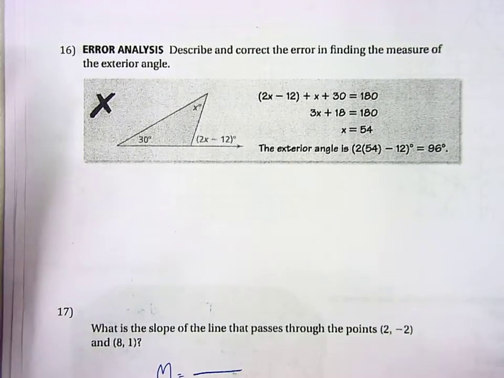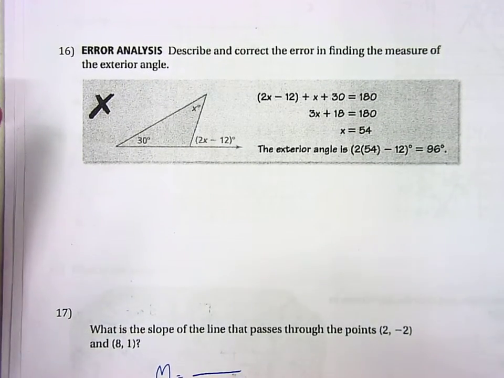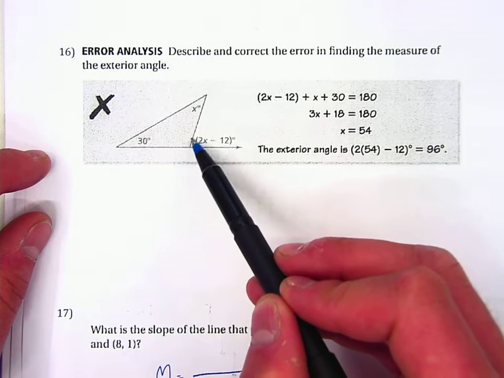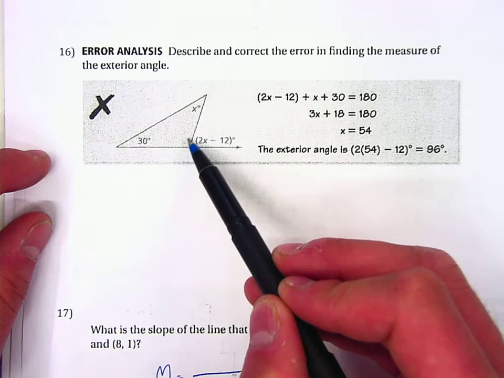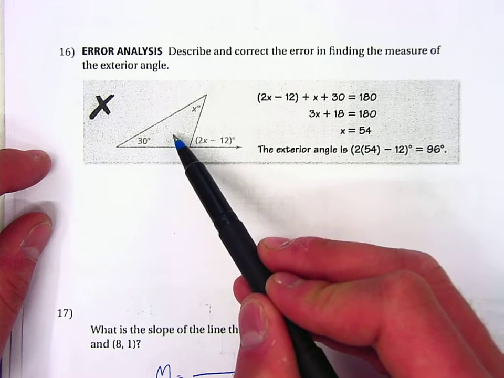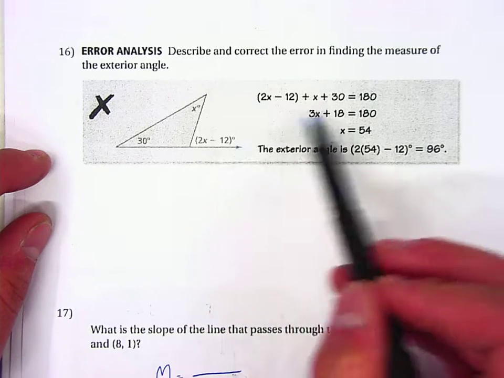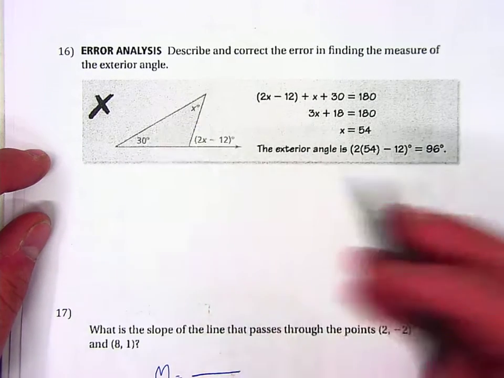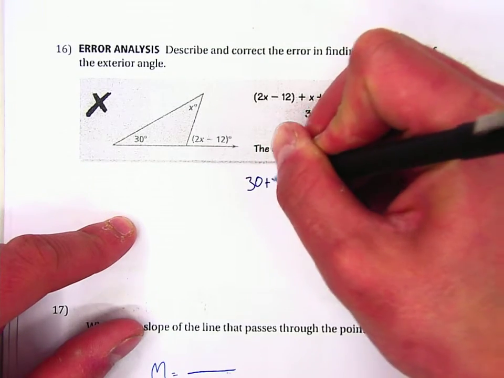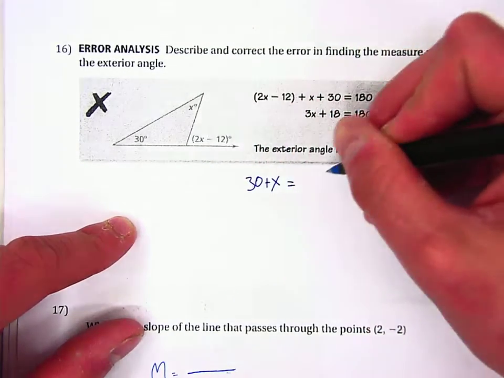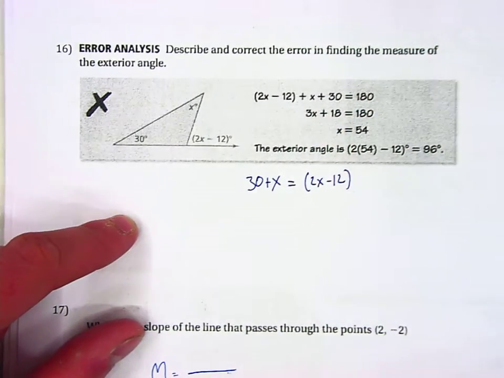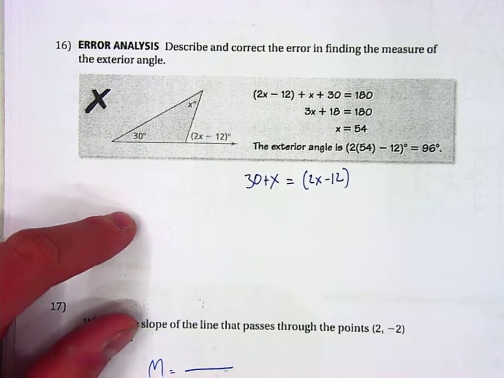Number 16, the error is this angle and this angle add to 180 degrees. Not this angle. This is an exterior angle. 3 interiors add up to 180, not 2 interiors and an exterior. These should be congruent. You should see something. You should start this by saying 30 plus x is equal to 2x minus 12. That would be the correct way to solve for x in this example.